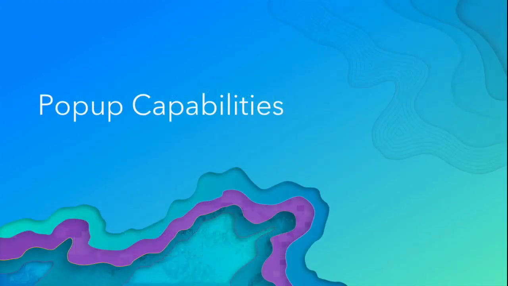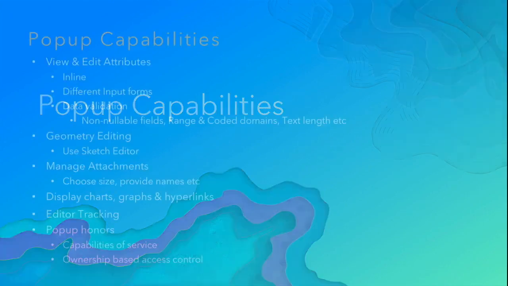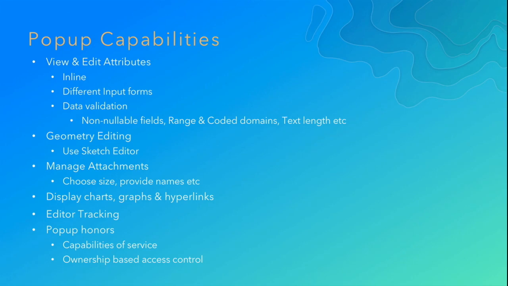Next, let's see what the default pop-ups in iOS offer. So we know that pop-up allows you to view and edit attributes, but the iOS pop-up also allows you to edit attributes inline, and it provides you input forms in a number of different formats, like segmented control or lists or date picker, depending on what type of attribute you are editing. And the pop-up also provides you out-of-the-box data validation, including ArcGIS-wide support for range and coded domains, etc.